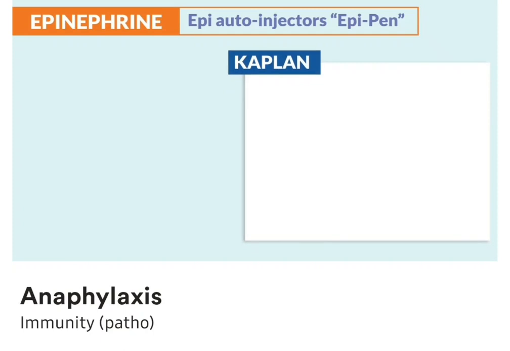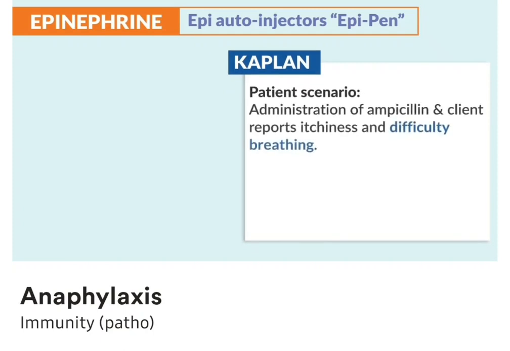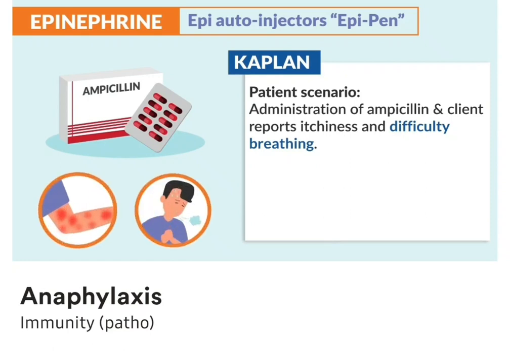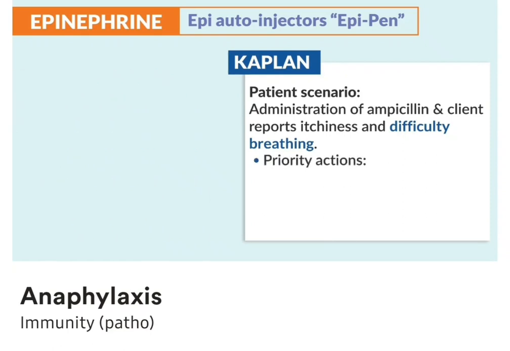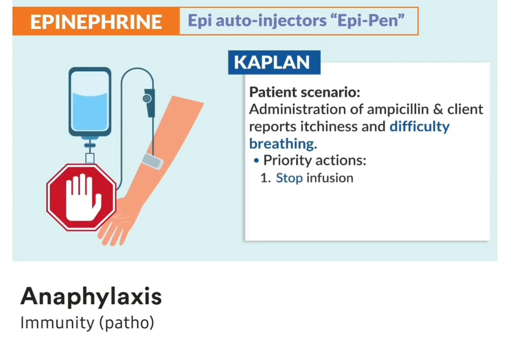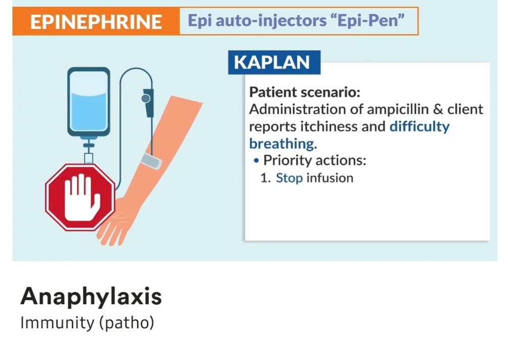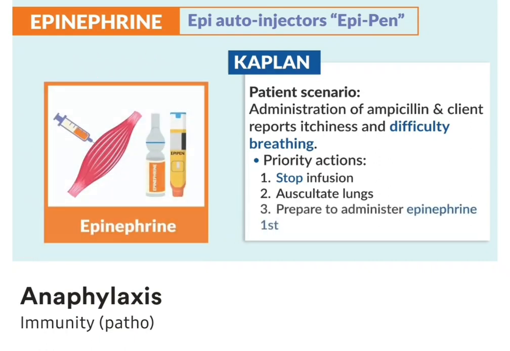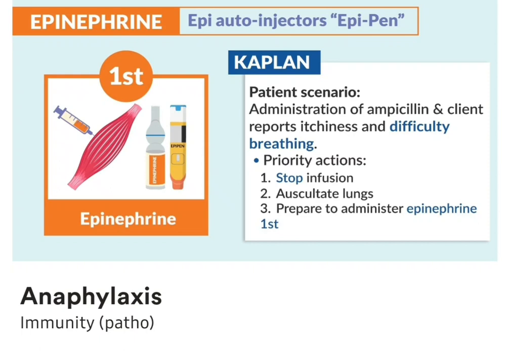Now, Kaplan mentions a patient scenario, administration of ampicillin, and the client reports itchiness and difficulty breathing. The priority actions is number 1, stop the infusion that's causing the problem. Number 2, you assess by auscultating the lungs or listening to the lungs. And number 3, you prepare to administer epinephrine first. So again, not steroids, not albuterol, it's always Epi first.